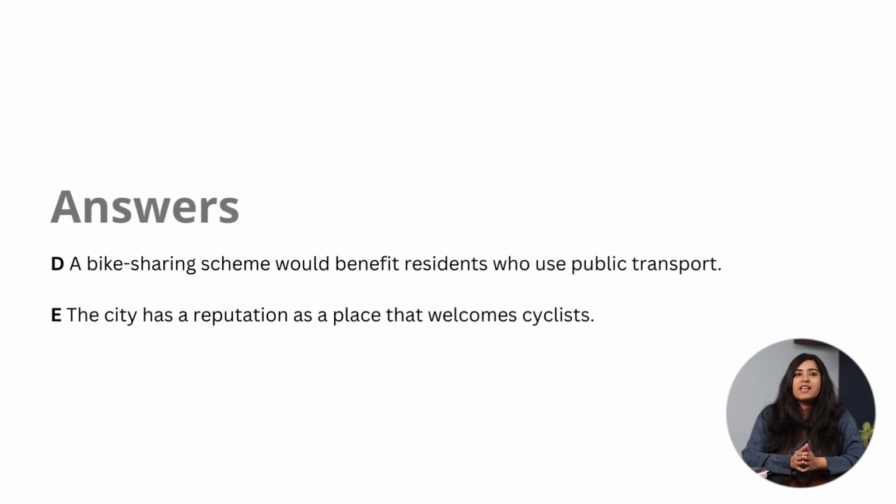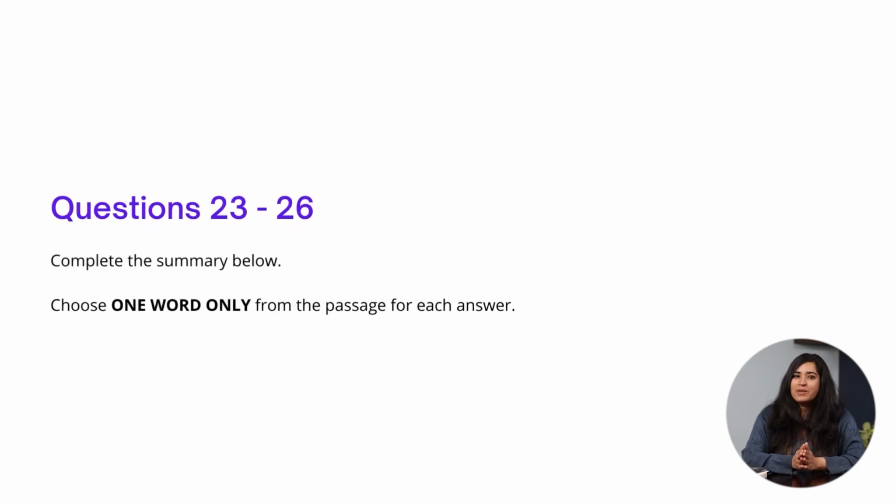So again, the answers in any order are D, a bike sharing scheme would benefit residents who use public transport, and E, the city has a reputation as a place that welcomes cyclists. And finally, on to the last chunk of questions for the passage, questions 23 to 26. From the first look, we can see that the question type is summary completion, and our instructions are as follows. Complete the summary below. Choose one word only from the passage for each answer. Let's go through each of the questions now.